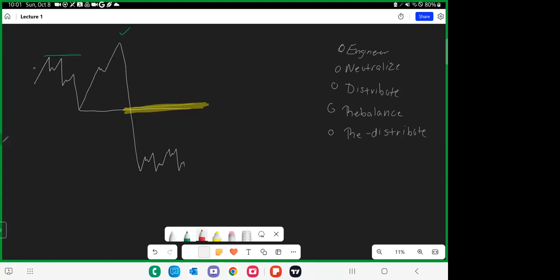If you were seeing this delivery here as one whole down close candle, this delivery here as one whole up close candle, and then this delivery here as an up close, there's some type of void within price that needs to be filled. Price needs to rebalance that range. There's also that sense of price is engineered, it's neutralized, it's distributed. Now we need to rebalance and redistribute.